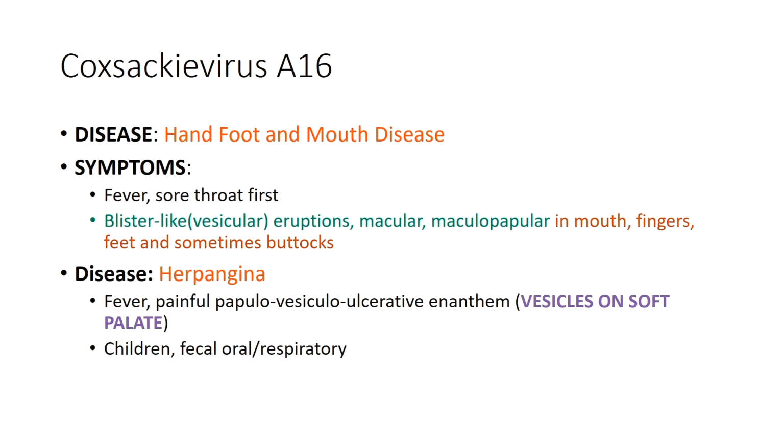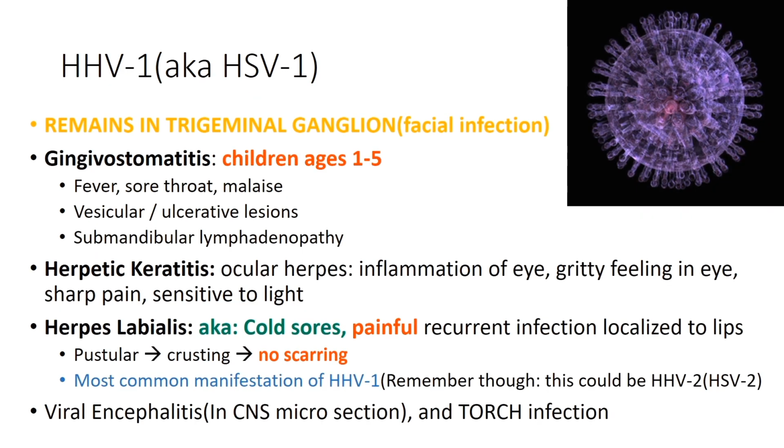Other disease that it can cause is herpangina, which is a painful papular vesicular ulcerative enanthem, meaning exanthem means out on the skin, but enanthem means inside somewhere, so obviously inside the mouth. And this is something that if you see vesicles on the soft palate, not like papules or ulcers, but vesicles on the soft palate, you have herpangina. So you're looking for Coxsackie virus A16 causes both of these. Usually occurs in children. So HHV1, some of our other herpes viruses.